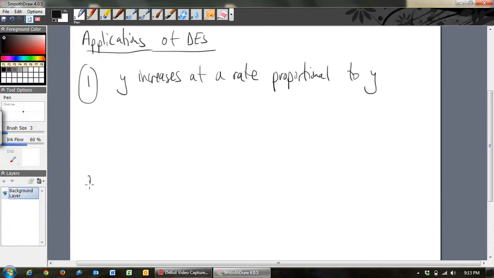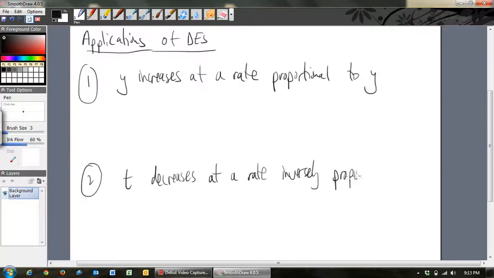Okay, and the second one might be something similar. It might be t decreases at a rate inversely proportional to itself, or something like that. Okay? Okay, so let's just have a look at each of these situations.